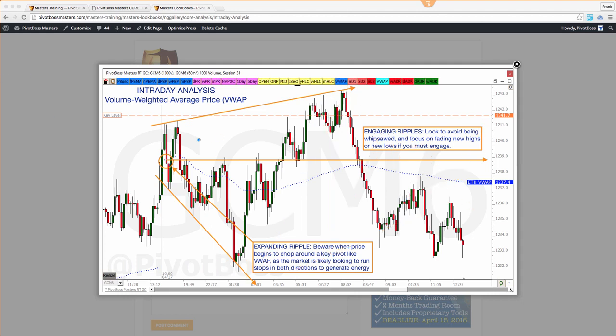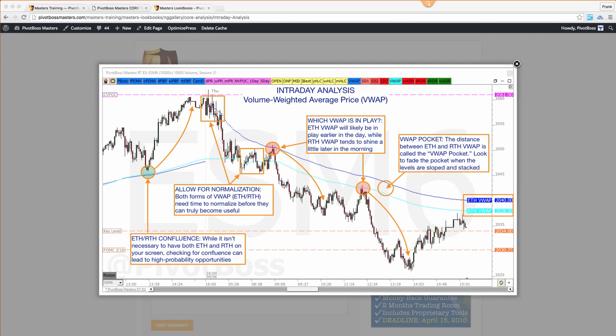So, just understanding this, again, this isn't a money-making opportunity so much as it's a money-saving opportunity. And then from there, if you're able to identify that I need to be fading highs and lows, I think that's where you can also profit from something like this. So you want to avoid the whipsaws and focus on fading new highs or new lows if you have to engage that market. So here's some more with VWAP.